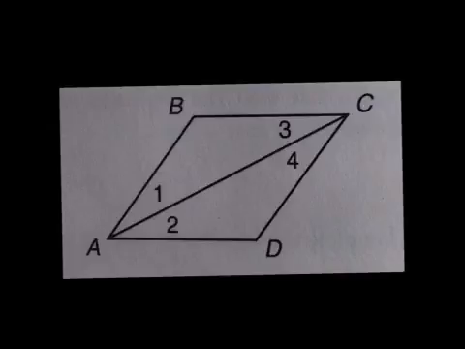The second one is the diagonals bisect the angles of the rhombus. That means that this diagonal cuts this angle exactly in half, so that 3 and 4 are the same measurement. 1 and 2 are the same measurement. In fact, if I drew a line here, this angle and this angle would be the same, and that angle would be the same. Alright, so what else do we have?